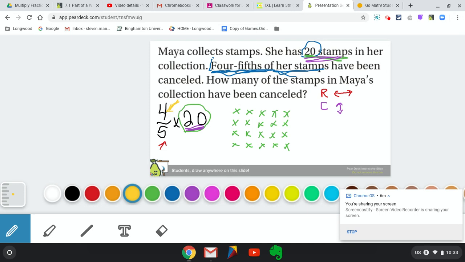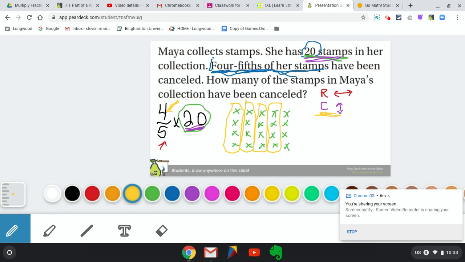And our numerator is going to tell us how many columns to circle. So our numerator is 4, so that means I need to circle 4 columns. Here's one column. Again, columns are up and down. 2 columns, 3 columns, and 4 columns. Again, the reason I'm circling 4 is because the numerator here is 4. So I circled 4 out of those 5.